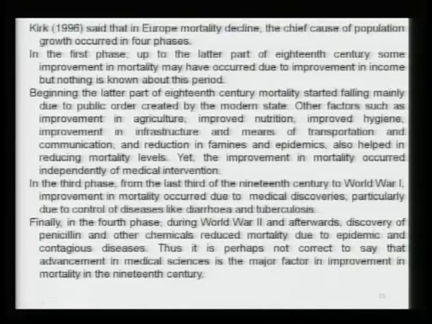Beginning the later part of 18th century, mortality started falling mainly due to public order created by the modern state. It was a political cause rather than medical. Other factors such as improvement in agriculture, improvement in nutrition, in hygiene, in infrastructure, improvement in transport and communication, and reduction in famines and epidemics also helped in reducing mortality levels. Yet the improvement in mortality occurred independently of medical intervention.